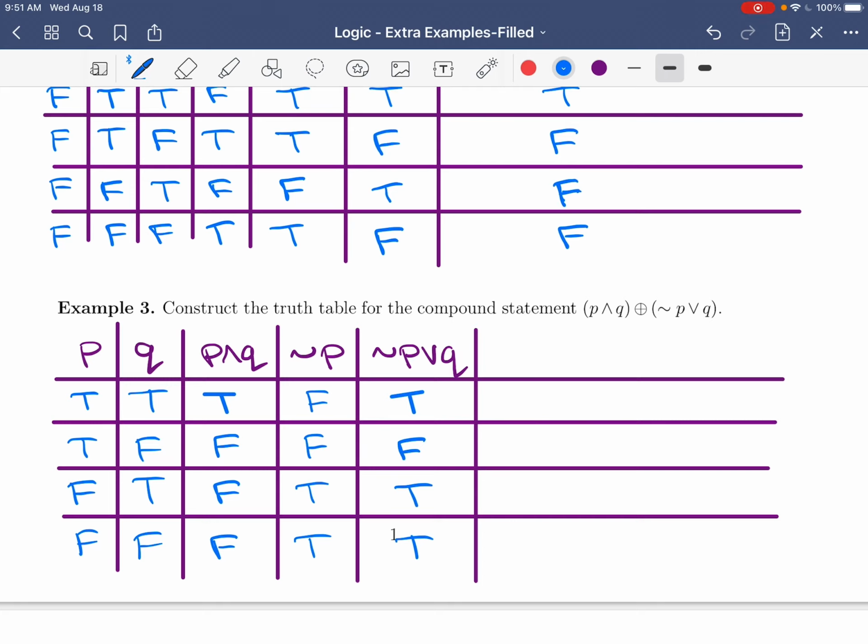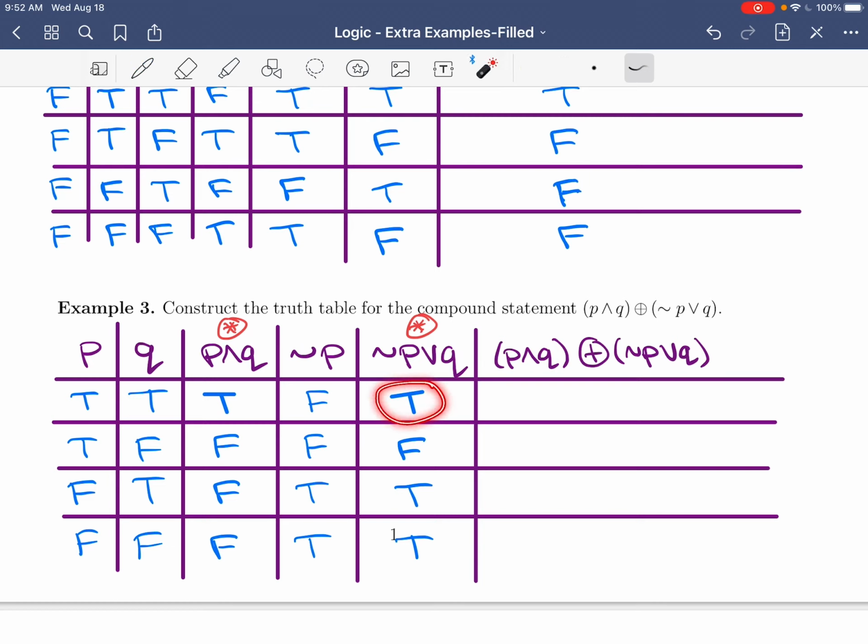So now I have my bits that I want to exclusive OR together. So P and Q, exclusive OR, not P or Q. Okay, so again, we're looking at this column and this column. Okay, and exclusive OR means that exactly one of them is true. Okay, that's when this is true.